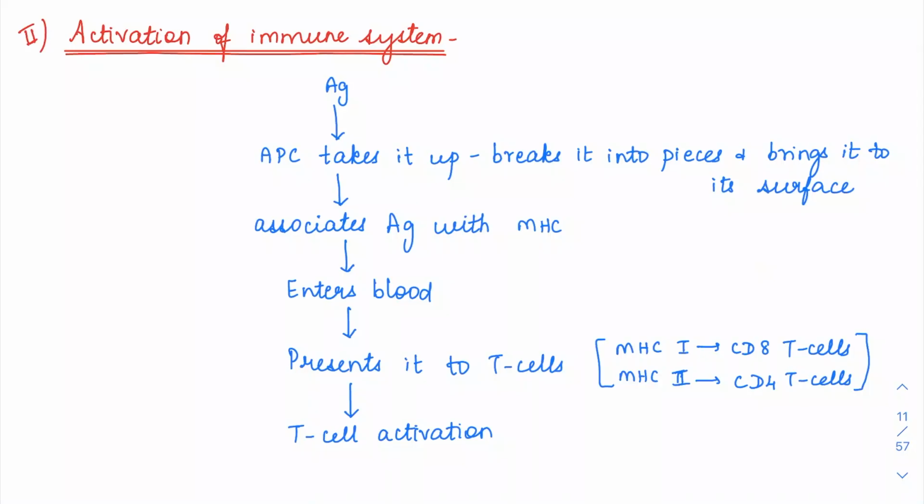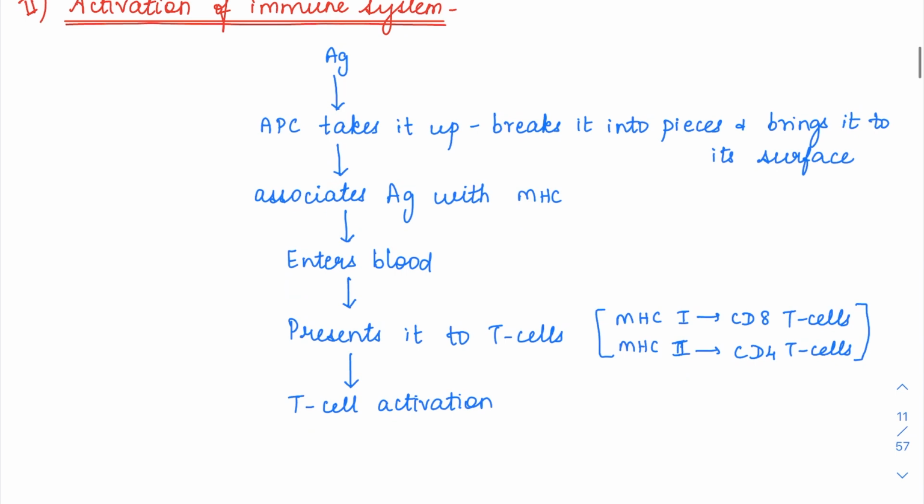So now we had seen about the various cells of the immune system. Now let's see about the activation of the immune system. Whenever there is an antigen entering into the body, suppose there was a cut in the skin and a bacterial antigen has entered into the skin, what happens is there will be antigen presenting cells present at the site of entry itself.